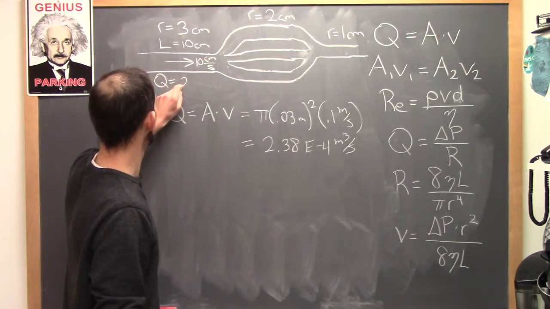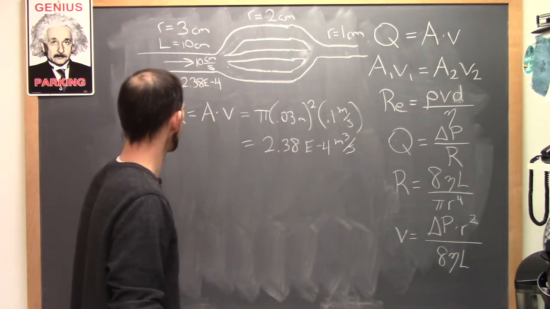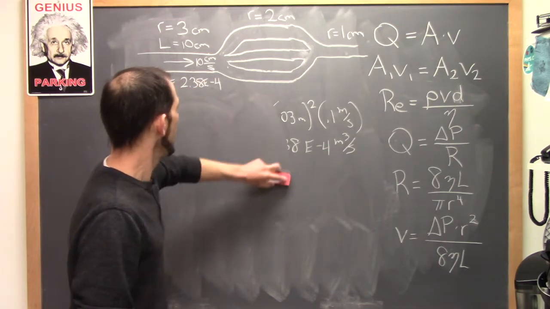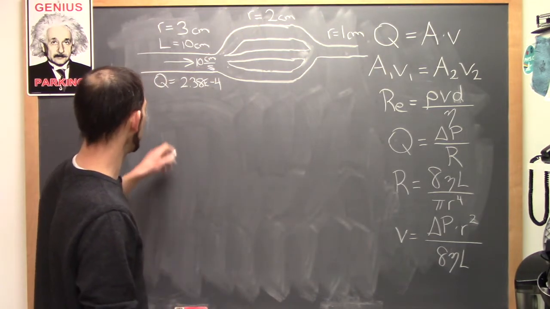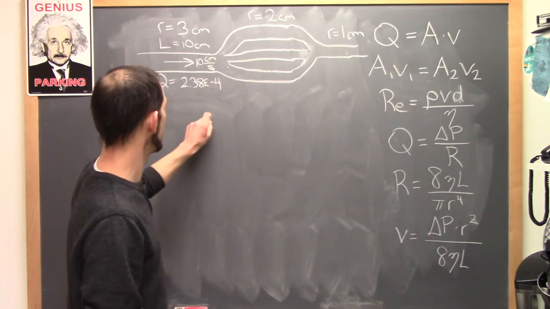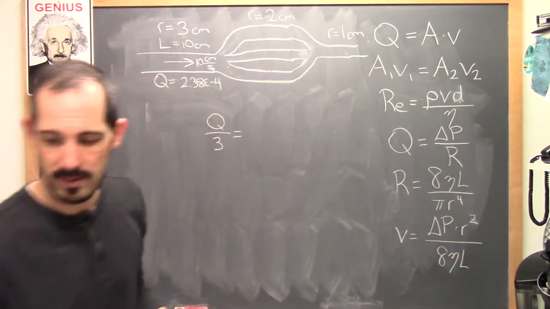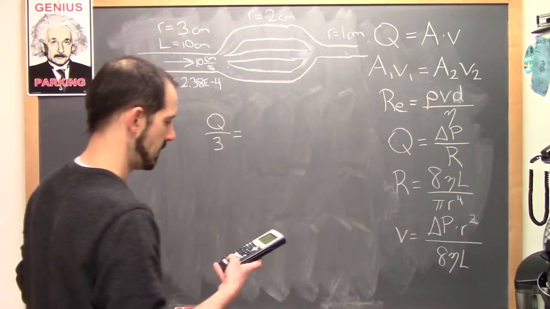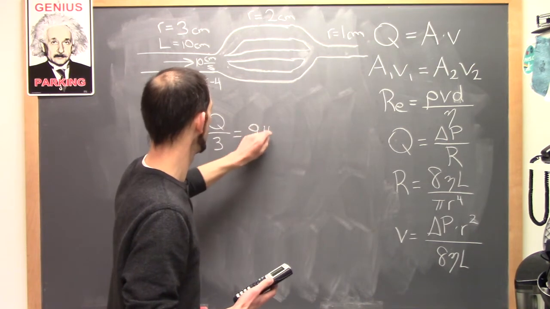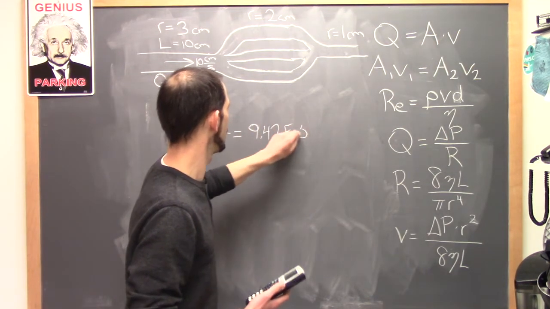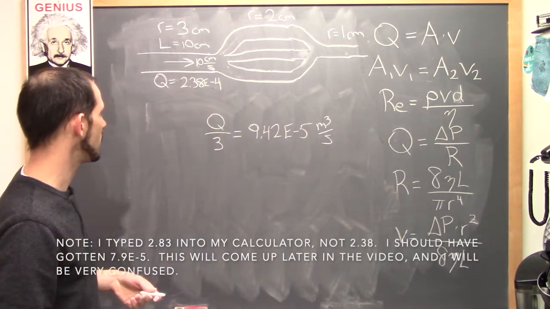Q is 2.83 times 10 to the minus 4. And then we can simply say that Q gets split into 3 in this middle section. So you have Q over 3, which is 2.83 times 10 to the minus 4 divided by 3, and that's 9.42 times 10 to the minus 5 meters cubed per second. And now I have to backtrack.